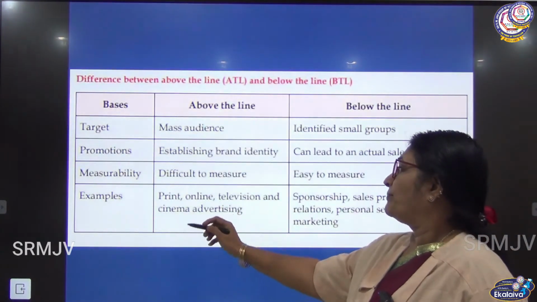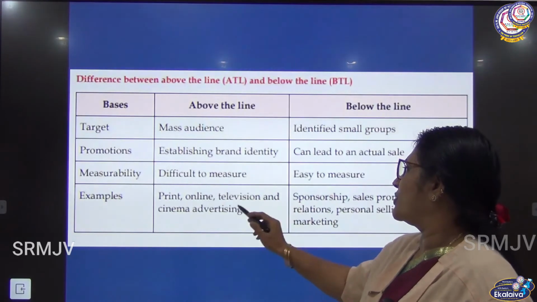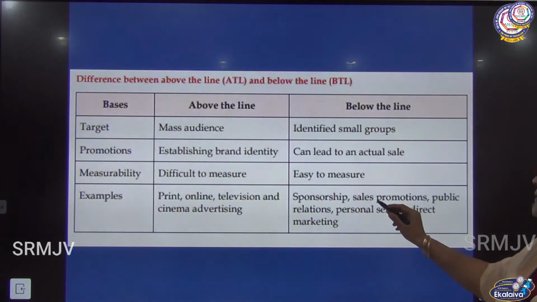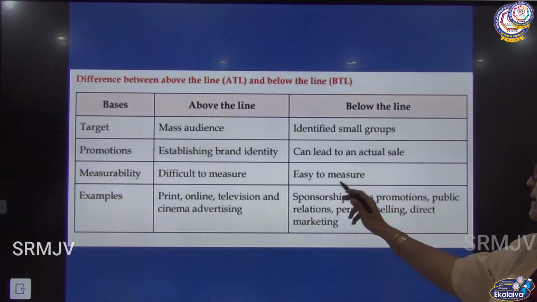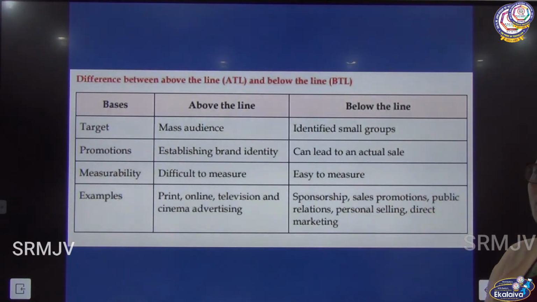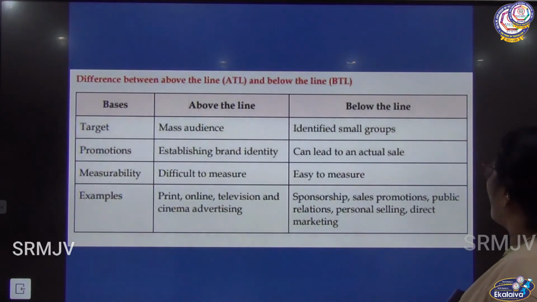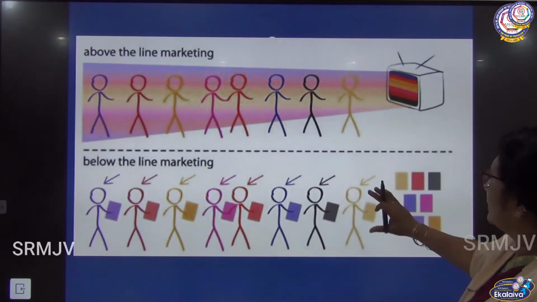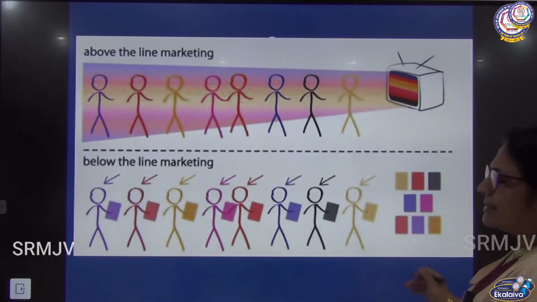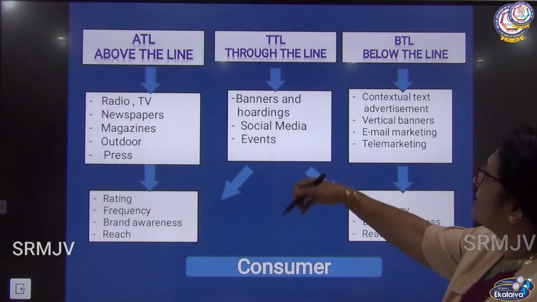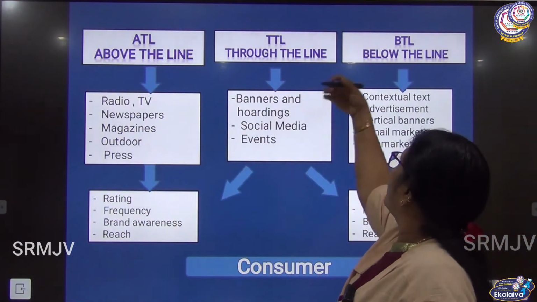Then examples. Examples are print, online, television, then cinema advertising. Here you have sponsorship, then sales promotion, public relations, personal selling, direct marketing. We are going to deal in detail with sponsorship and sales promotion when I discuss the promotion mix. Fine. So this is your above the line marketing, and here is below the line marketing, where it is confined to a smaller space.